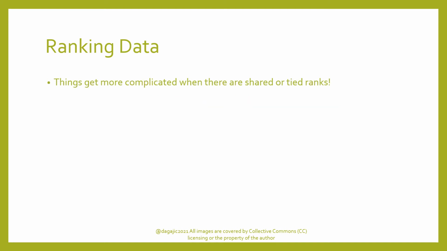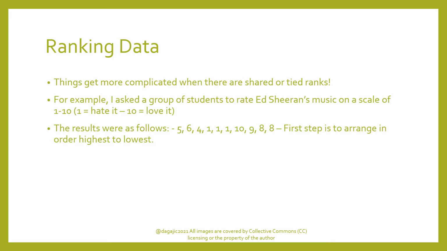Things get a little bit more complicated when there are shared or tied ranks. So let's have a look at another example here. Let's imagine I asked a group of students to rate Ed Sheeran's music on a scale of 1 to 10, 1 meaning you absolutely hate it and 10 being you love it. And these were my results. So we've got 5, 6, 4, 1, 1, 1, 10, 9, 8, 8.